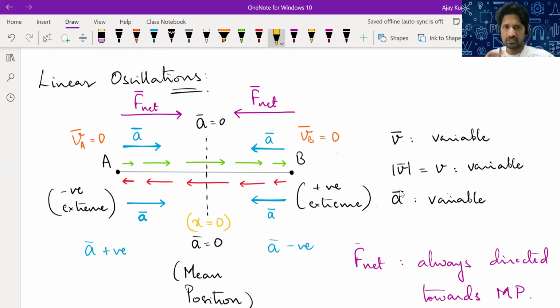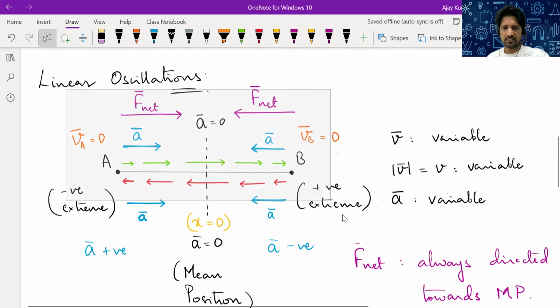See, that x is equal to 0 is the mean position, no? When the object is on the positive side of the mean position, it means the displacement from the mean position is positive, and the force is negative. When the object is on the negative side of the mean position, it means the displacement from the mean position is negative, and the force is positive. This will be true in all cases. Okay. Let me repeat what I just said.